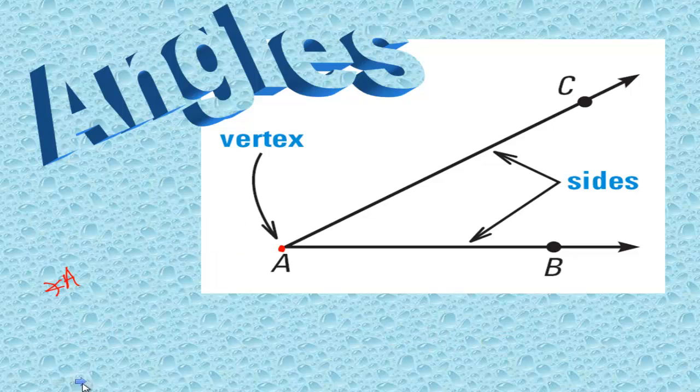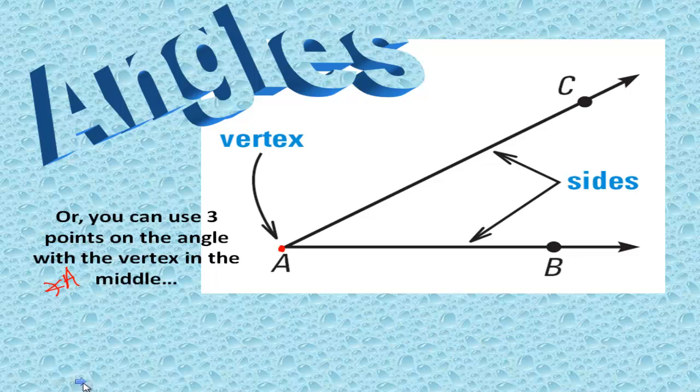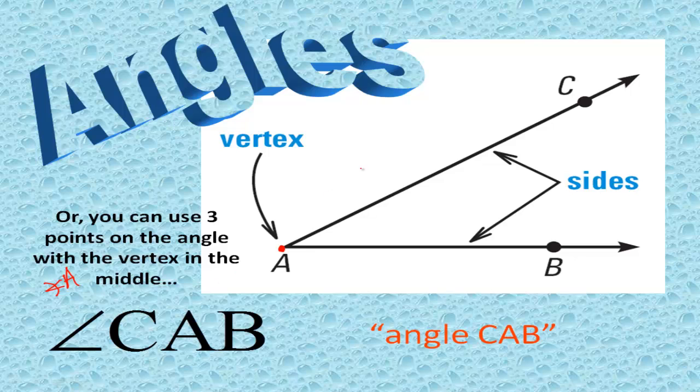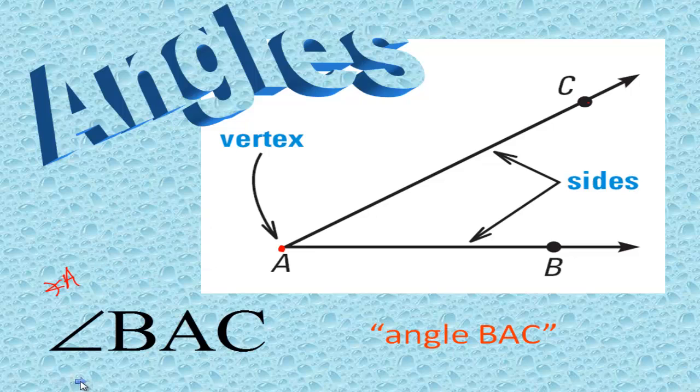We can also name the angle by using 3 points. Out of the 3 points, the middle point must be your vertex. So for example, I can name this angle angle CAB, and notice how A, which is your vertex, is the middle letter of your angle name. Or you can also name this angle BAC. But the important thing is that your middle letter is always the letter of your vertex. So there you have 3 ways of naming the angle.